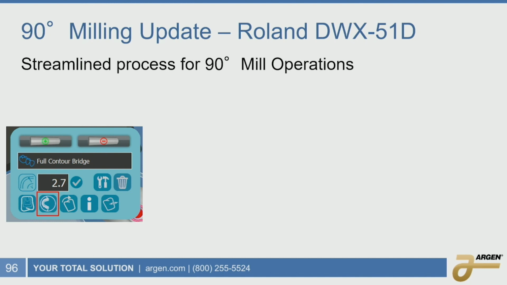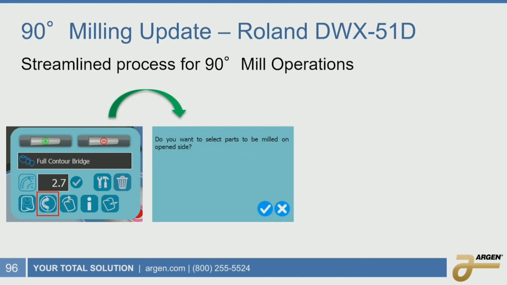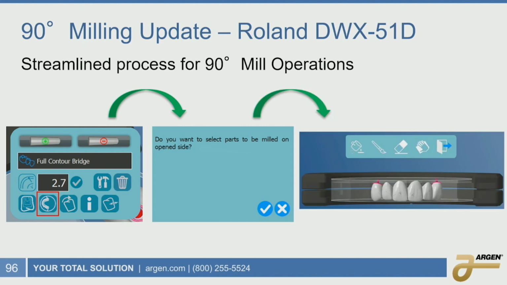So we now have a much more streamlined process for the 90-degree milling on the 51D. What will happen is when you bring the unit in, you're going to click this button over here like this, and it's going to ask you, do you want to select parts to be milled on the open side? And it's automatically going to take you to this field over here. And this field here is now going to allow you to paint the areas that you want milled on the 90-degree milling. And so this is what it's going to look like.